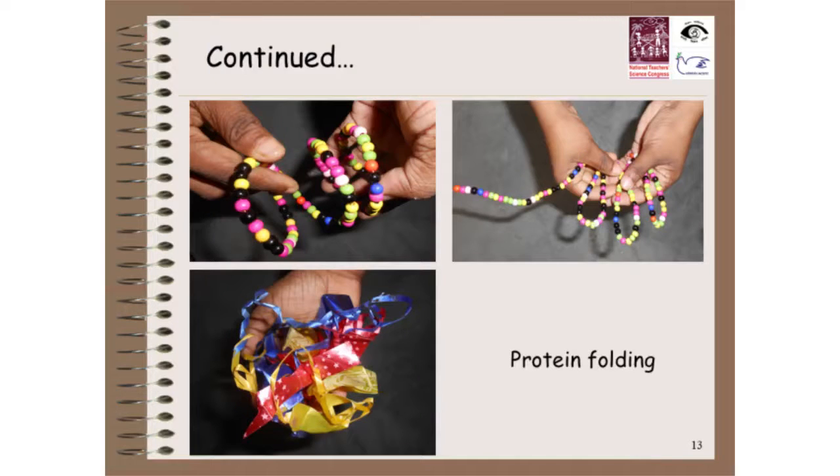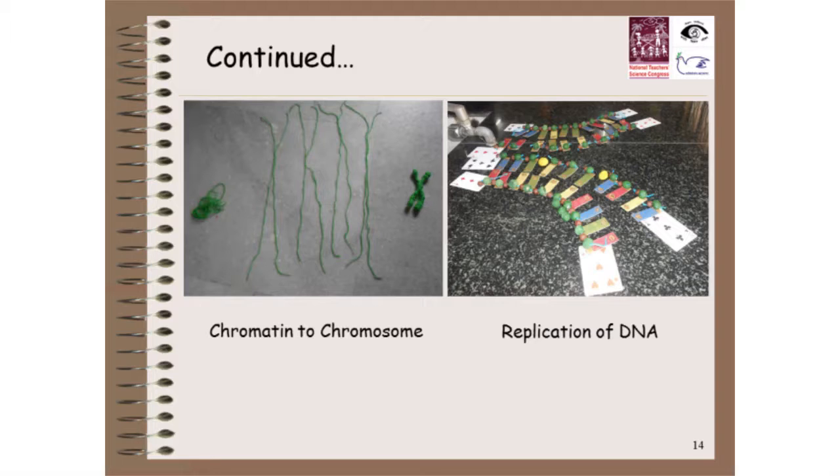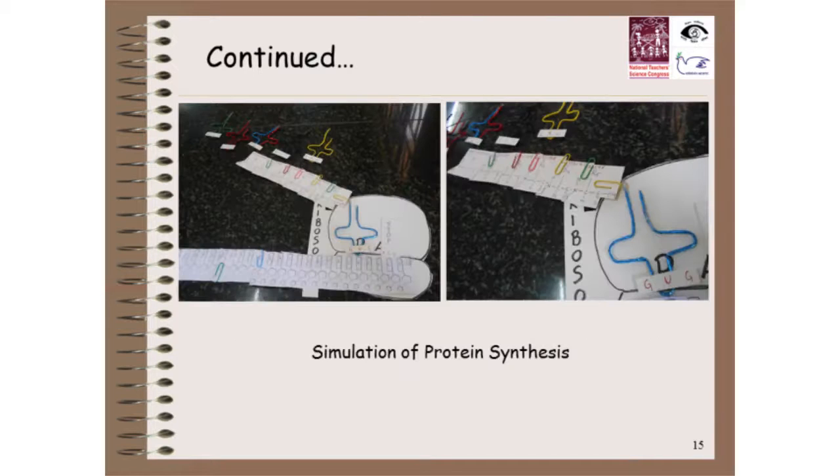This is a simulation of protein folding. The first two have been done using beads inserted into a copper wire, and the last one, this is the final quaternary structure of the protein, which we can very easily do if we take some gift wrapping material. This is the simulation of protein folding. This is the simulation of chromatin to chromosome during the cell cycle, replication of DNA.